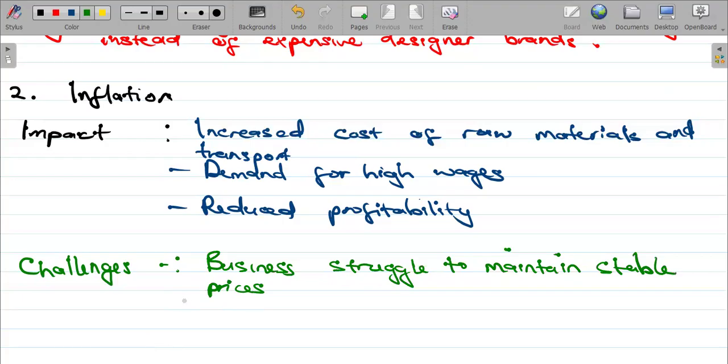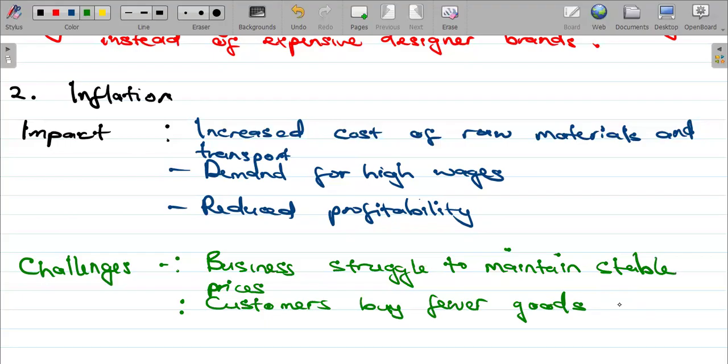So the business has to adjust to the increase in transport and raw materials. Hence, it will be very difficult for them to maintain a stable price. And customers will buy fewer products. Hence, there is low sales. The business will experience low sales and profit.